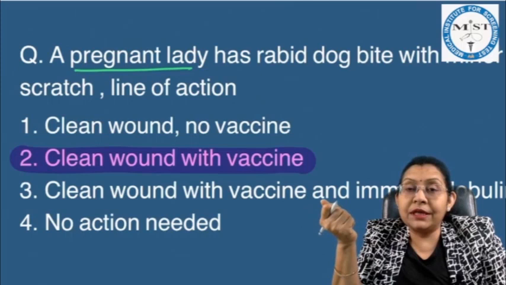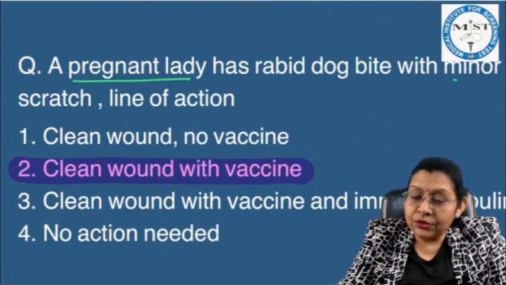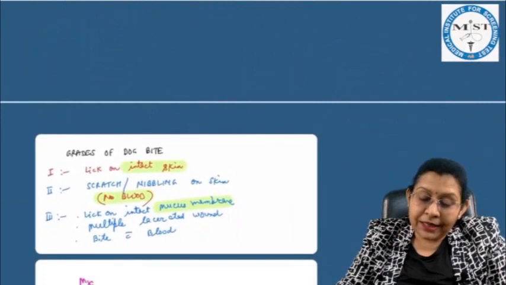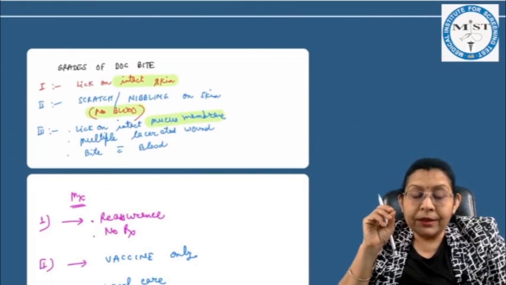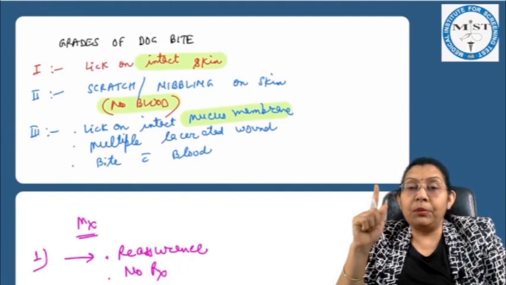So the question is that a pregnant lady had a rabid dog bite with a minor scratch. This is another clue giving us an idea of the grade of the dog bite, because our management depends upon the grade. If we see the various grades of dog bite, this is again a screenshot from the notes. Grade 1 is only a lick on intact skin. Grade 2 is a scratch or nibbling on the skin, but blood should not be there. If blood comes, that is a grade 3 bite.